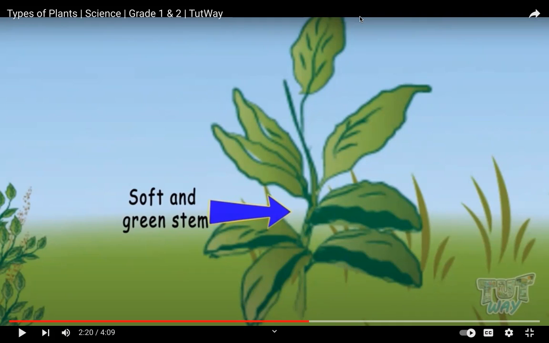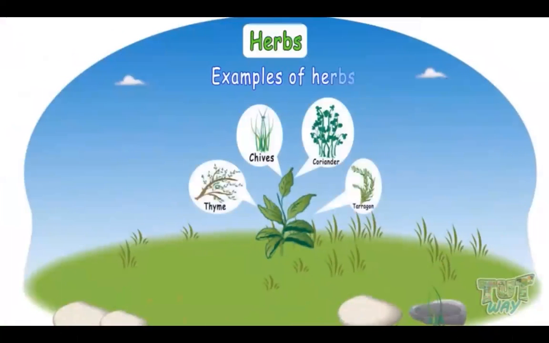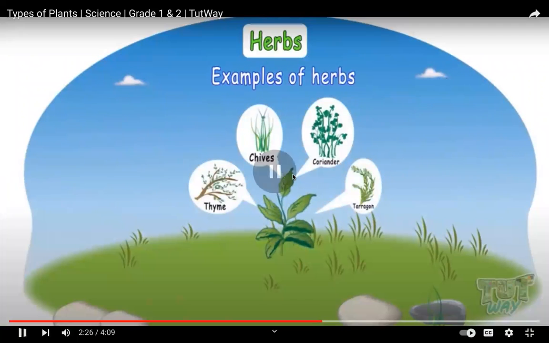Okay, pumpkin is also an example. Very good. Pumpkin, tomato, cabbage. We have lots and lots of examples. Wheat, paddy, mustard, radish, sunflower, carrot, ginger, turnip. All are examples of herbs. Very good, Debangshu. Excellent. Let's see some herbs. These are some examples of herbs.